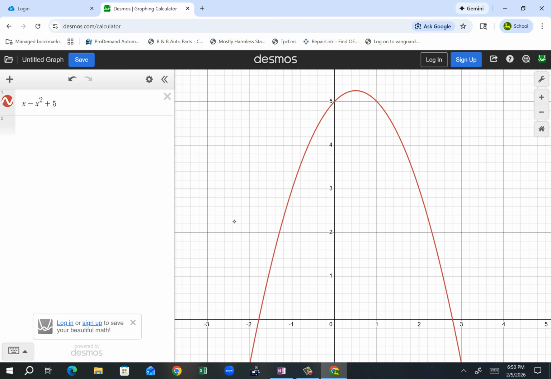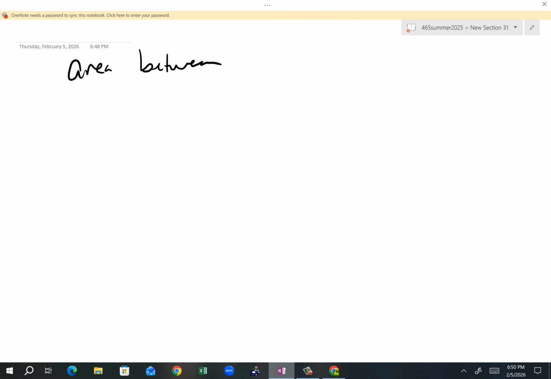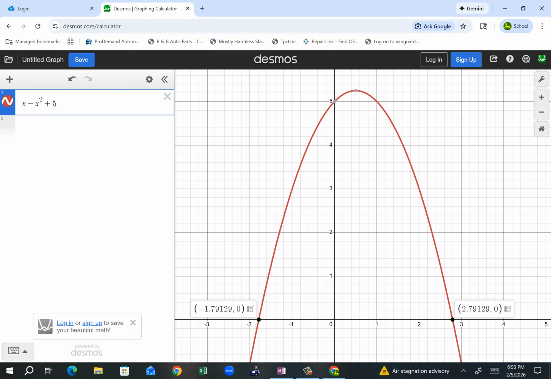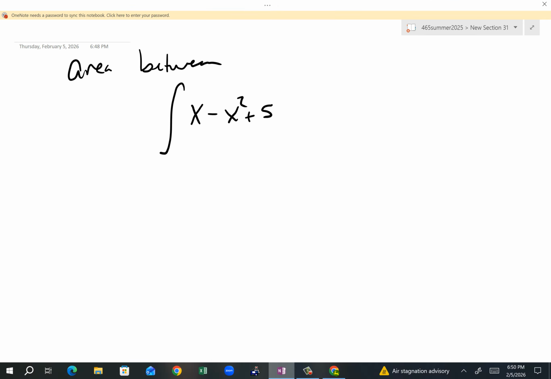So I'm going to go ahead and find this one just for fun. So x minus x squared plus 5. Let's do this one on the entire interval. It's a good repeat from yesterday. So I'm doing it from negative 1.79 to 2.79, if that's what I wanted to know. Of course, I can do it on any interval I want to. I just happen to choose this one. So it's going to be x squared over 2, minus x cubed over 3, plus 5x.